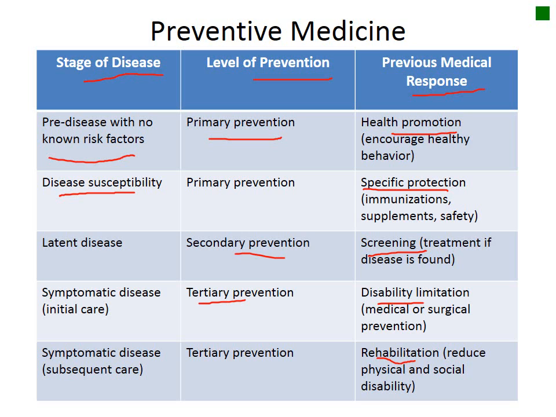Similarly, in primary prevention, in terms of disease susceptibility, you might utilize specific protections like immunizations, supplements, safety, policy development, and policy implementation of specific programs that could also be underscored in this area as well. And we've talked about secondary prevention associated with screening, and of course disability and rehabilitation associated with tertiary prevention.